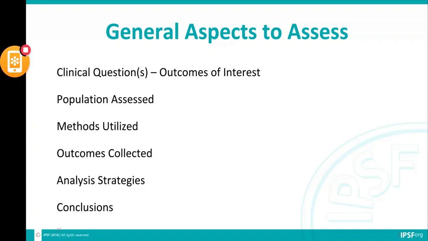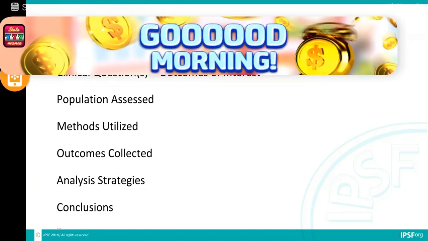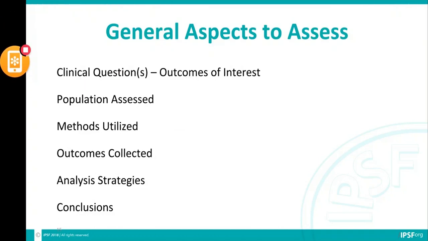So we want to make sure that if we are looking at a randomized controlled trial, that they blinded appropriately, and that they randomized patients to each group appropriately. So we know that, going back to the population assessed, if all of our sickest patients are in our intervention group and our placebo group is very, very healthy, our outcomes aren't going to be as representative of the intervention as we would like them to be.